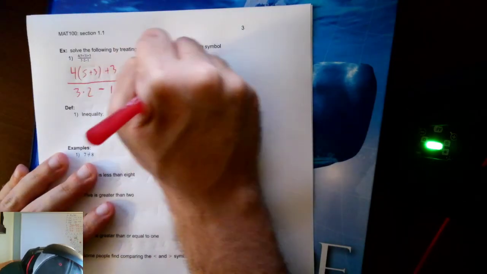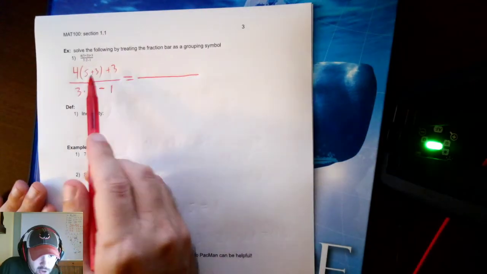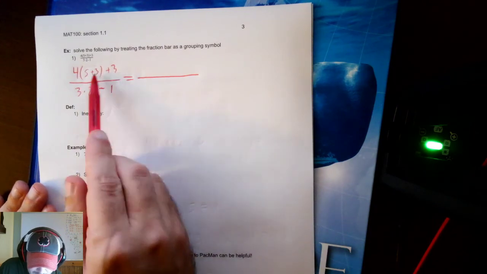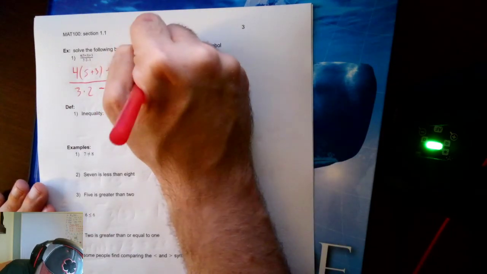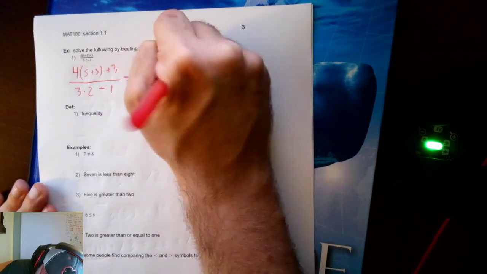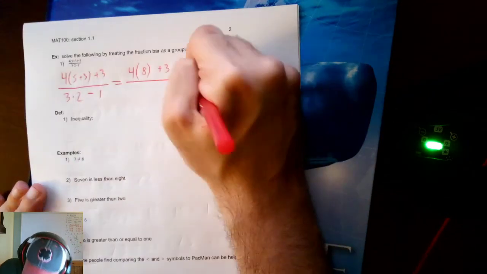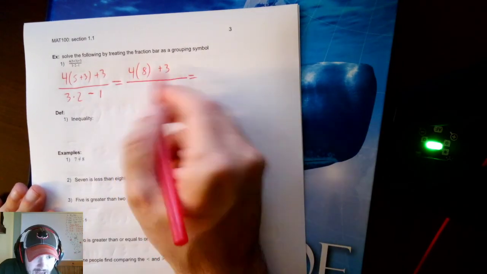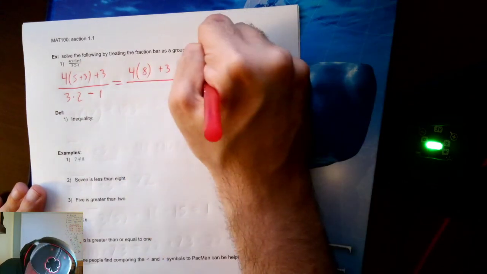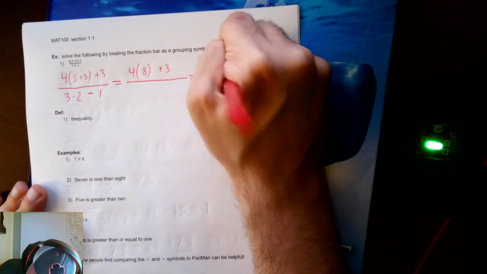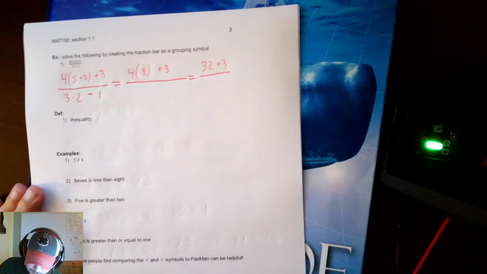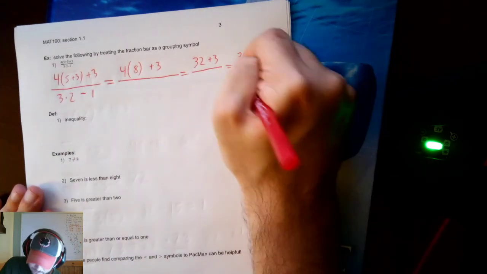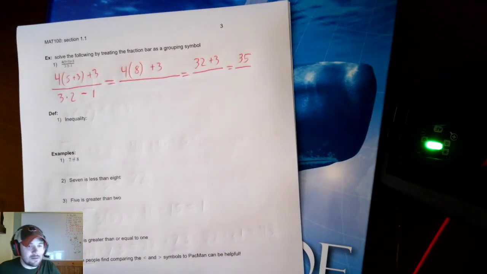So, let's look at the top. What do I do first in the top? Do I work with the 4 times? Do I work with the 5 plus 3 or this plus 3? I do the 5 plus 3, parentheses first, right? Which gives me 8 plus 3. I'm going to leave the bottom blank for the time being because I'm going to keep figuring out the top. 4 times 8 plus 3, I do multiplication before addition. 32 plus 3. Notice I've still got the bottom blank. And then I get 35 for my numerator. So I figured out the top number.